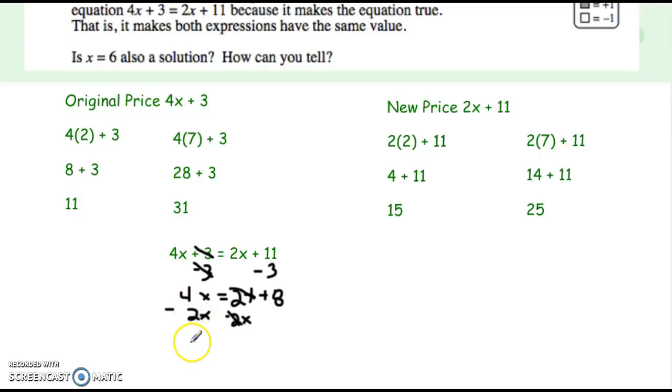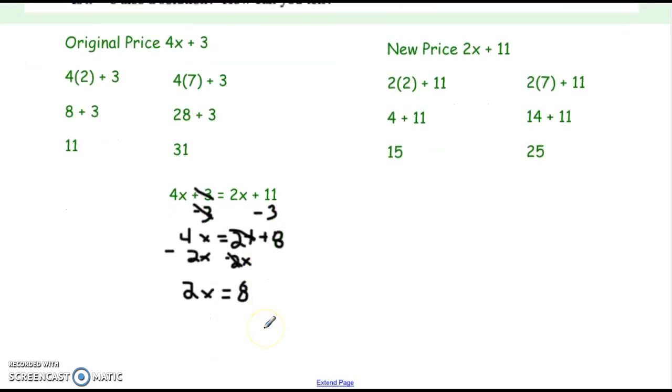So on the left, I'd end up with 2x equals, and then I have 8 left on the right side. Okay, now I have 2x. I need to just find out what x is. So the way I'm going to do that is divide 2x by 2. 2 divided by 2 is 1, so that will give me x. And then I also have to divide the right side by 2.